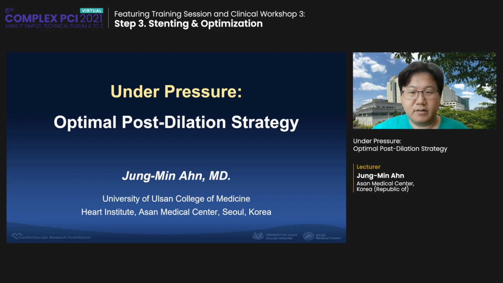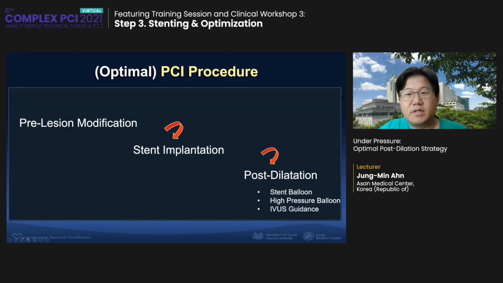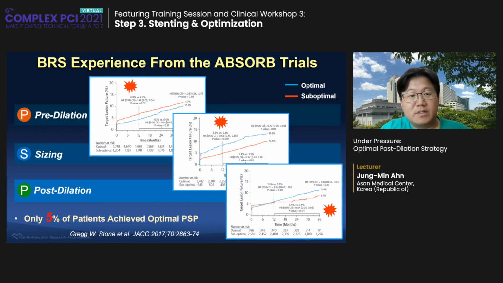Thank you for a very kind introduction. My topic is optimal post-dilatation strategy. Actually, the PCI procedure is very simple. After wiring, pre-lesion modification, stent implantation, post-dilatation, very straightforward. But I was very surprised to see this paper, and from the experience of BVS implantation, each step looks very simple, but if we do not perform each step adequately, it is associated with worse clinical outcomes.